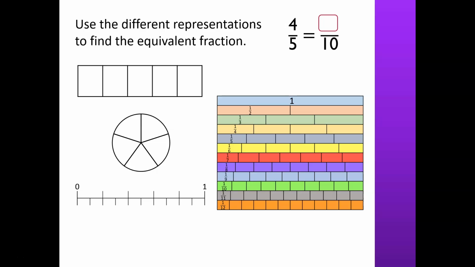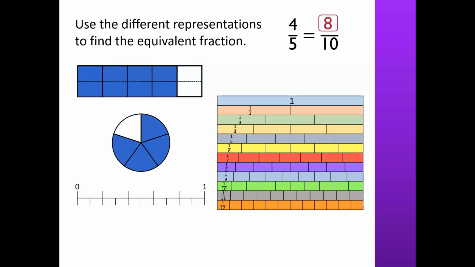Let's have a look at the bar model first. It has already been divided into fifths. We can shade 4 sections. To change our bar from fifths to tenths, I can divide the whole bar into 10 like this. Now there are 10 equal sections, and we can see that 4/5 is equivalent to 8/10. In a similar way, the circle has been divided into 5 equal sections, which means it is showing fifths.